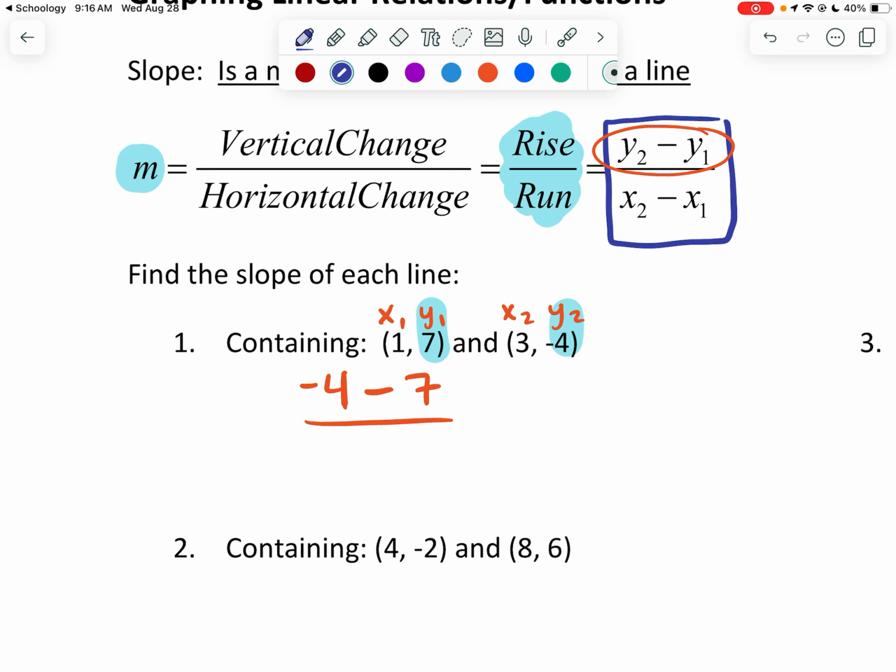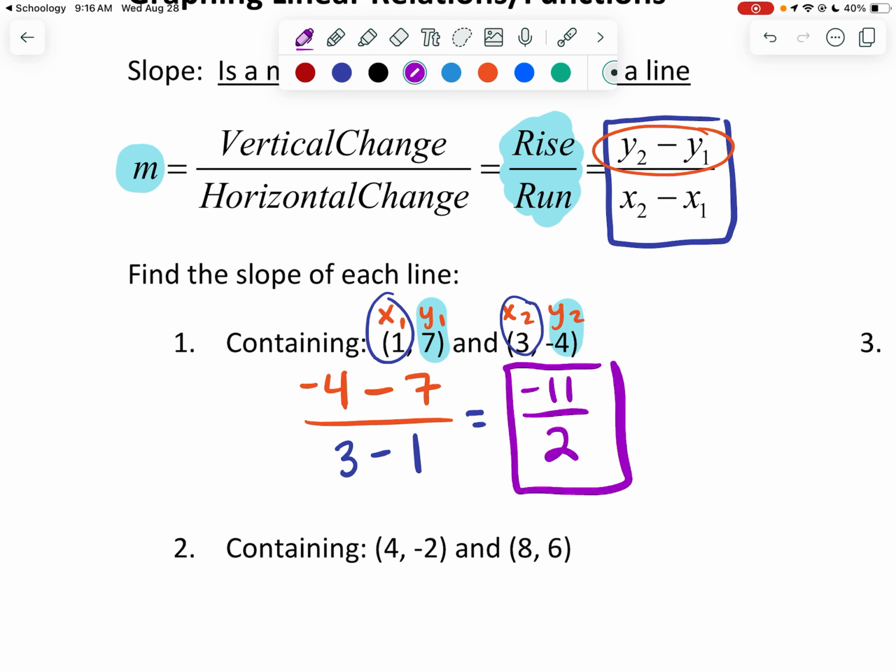over x2, that's 3, minus x1, that's 1. Okay, so then we just do that, right? So -4 minus 7 on the top, that's -11. 3 minus 1, that's 2. So this is my slope right here. Okay, we're going to leave our slope as fractions instead of decimals because we want like rise over run. Okay, but that's it.